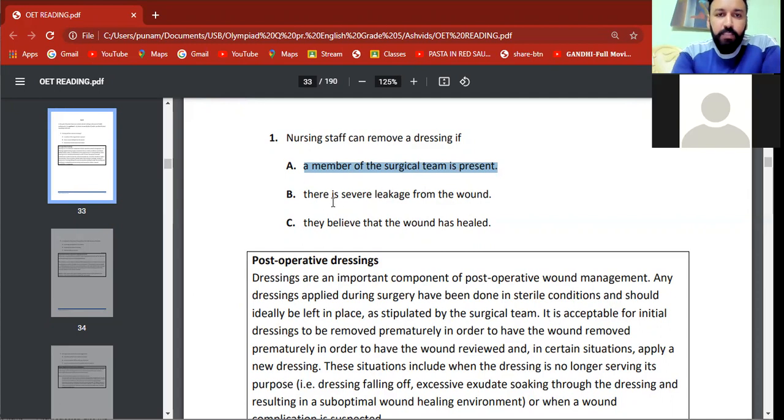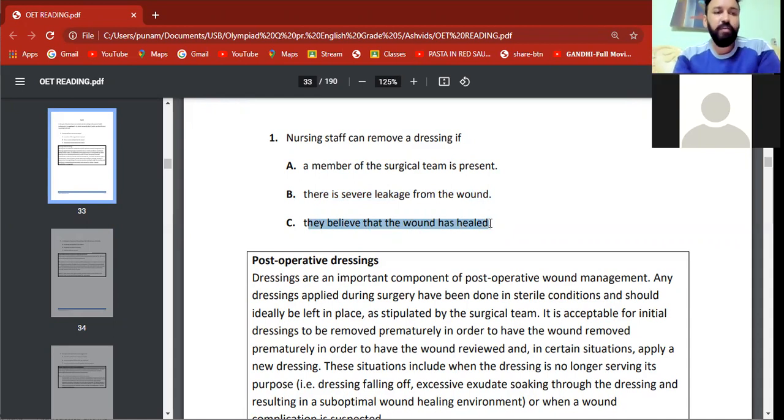Second, there is severe leakage from the wound. So here, leakage is the keyword, and another word which is going to help you is severe, not a light kind of leakage, but something which is extremely uncontrollable. And the third is they believe the wound has healed. So the third is going to be healing of wound.